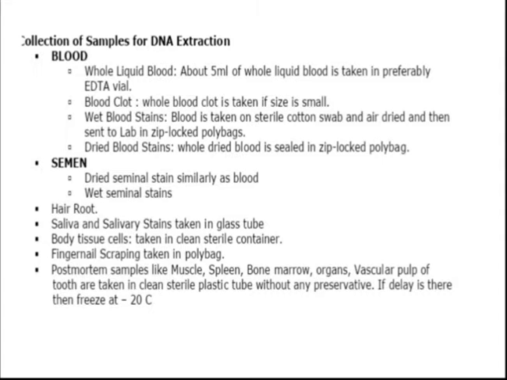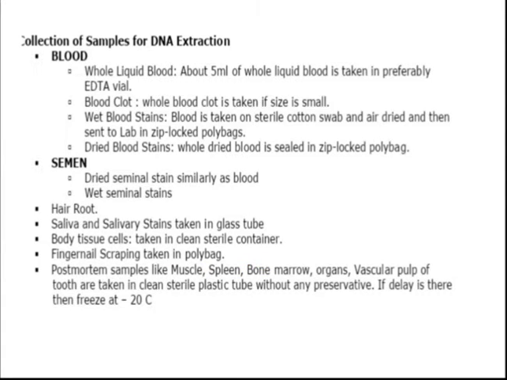Then when there is semen, dried seminal stain can be taken similarly to blood. When semen is wet, the wet seminal stain should be considered for the analysis. Then for the DNA extraction, you can take hair roots, saliva, and salivary stains, which can be taken in a glass tube. After that, body tissue cells should be taken in a clean sterile container. When there are fingernails, then fingernail scrapings are taken in a polybag.